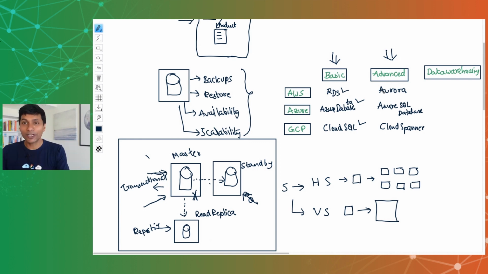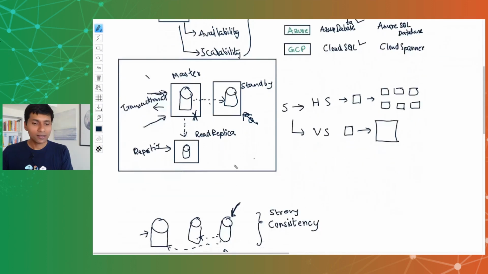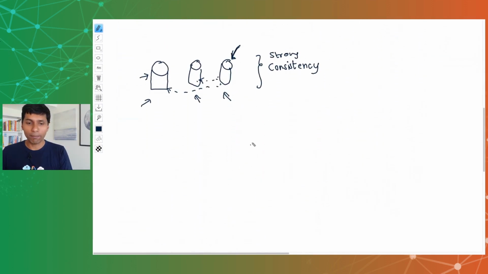The last category of SQL databases or relational databases are used for data warehousing. Now, what is data warehousing? Let's say I have terabytes of data or petabytes of data. So I have huge volumes of data and I would want to be able to query from this, right?